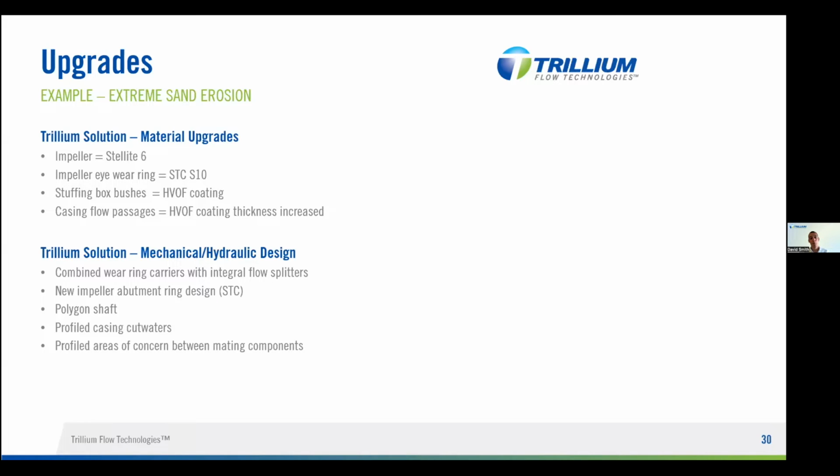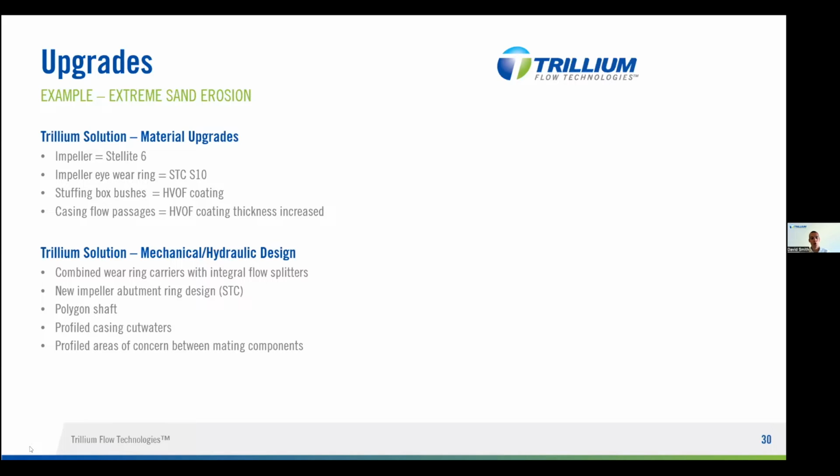So where we have mating parts, any slight misalignment of faces and edges, then that's just where problems start. So we tried to profile the parts as much as we could in terms of smoothing that flow and reducing the erosion.